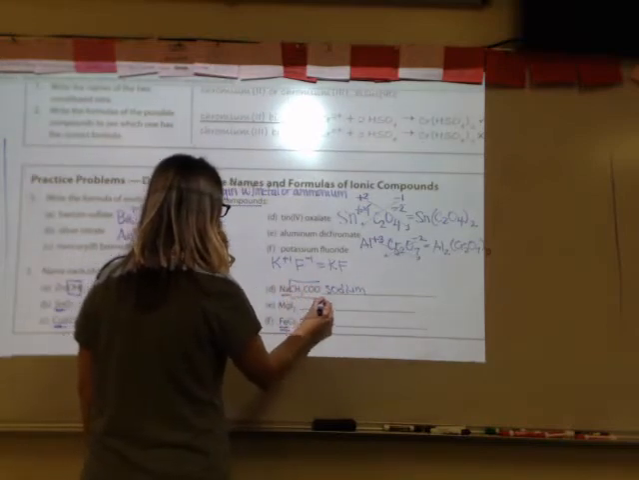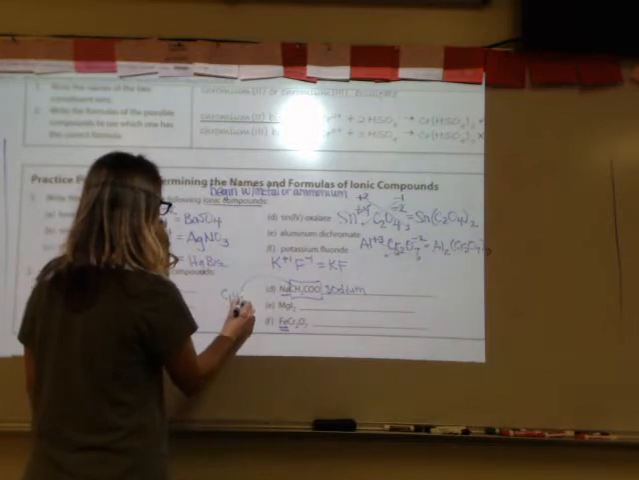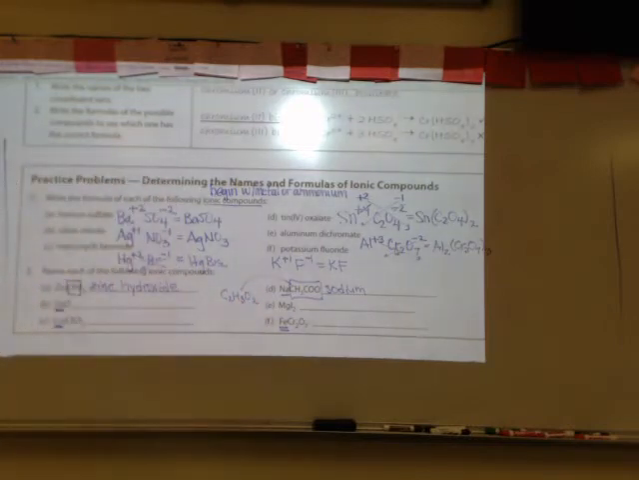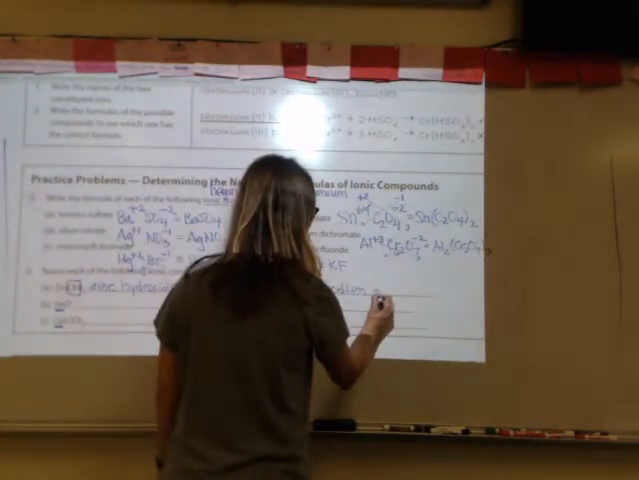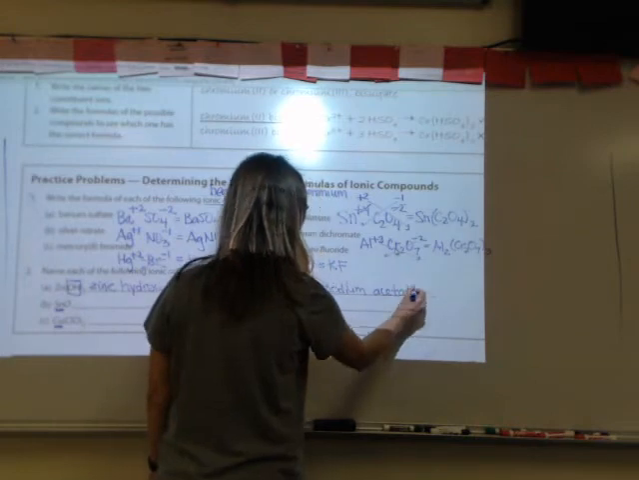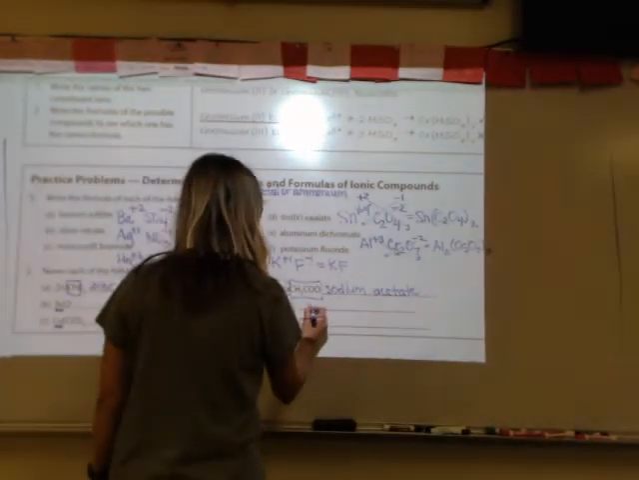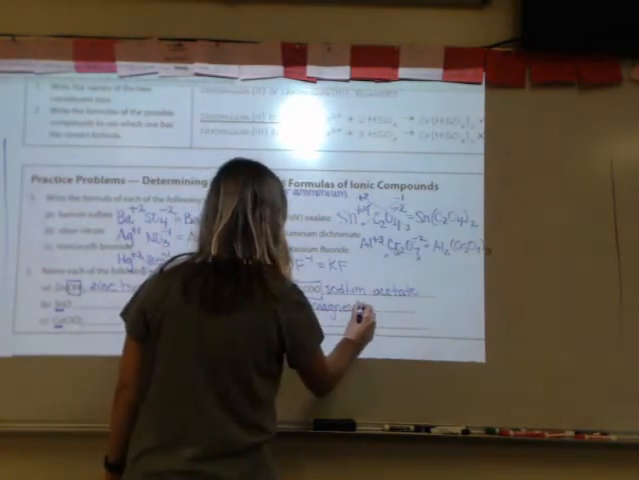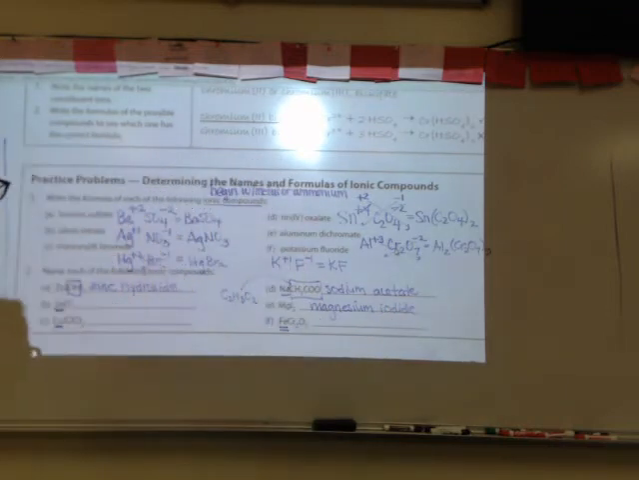For D, Na is sodium. This probably does not look familiar to you. This is also known as C2H3O2, which is on the bottom left of your periodic table. CH3COO is another way of writing acetate. So this is sodium acetate. For E, this is Mg, magnesium. And then I is iodine. We change the ending to iodide.